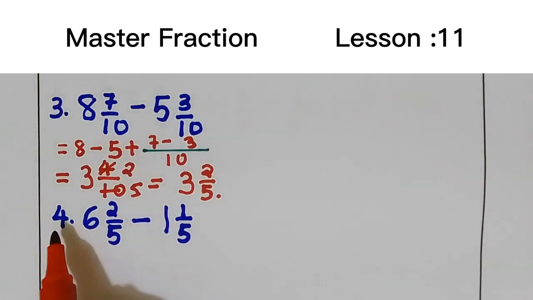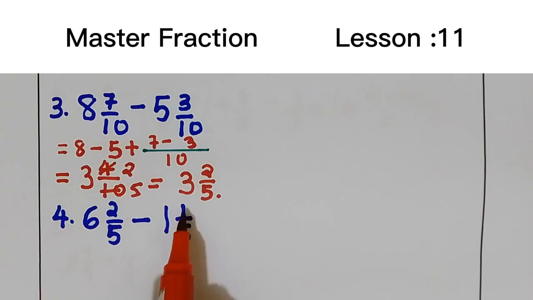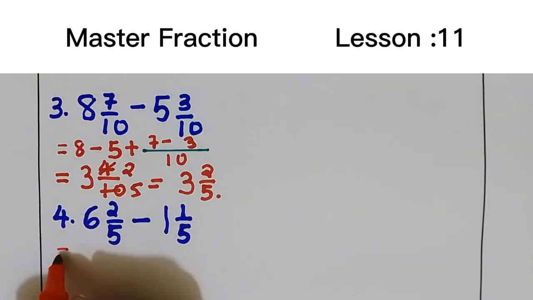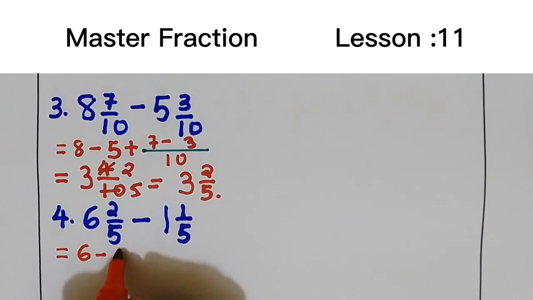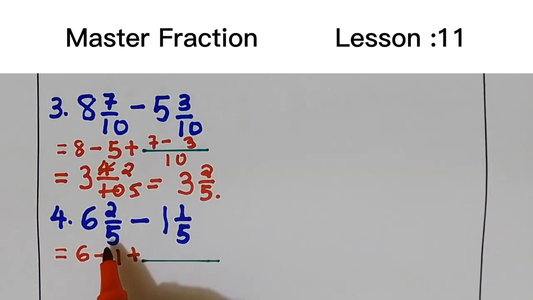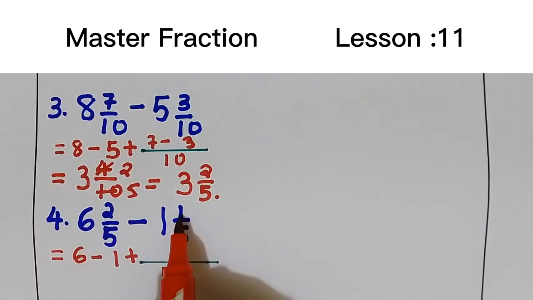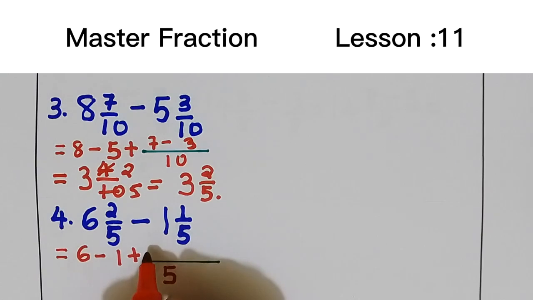Question number 4, we have 6 and 2 over 5, take away 1 and 1 over 5. Well, this is equal to 6, take away 1, plus the denominator is the same, 5, so we have 5. But you're going to take 2, take away 1.